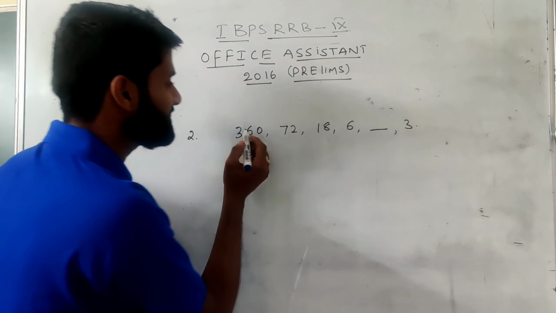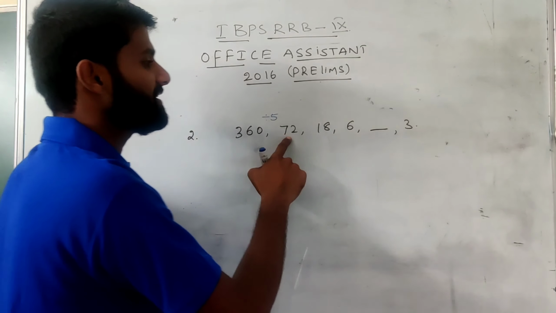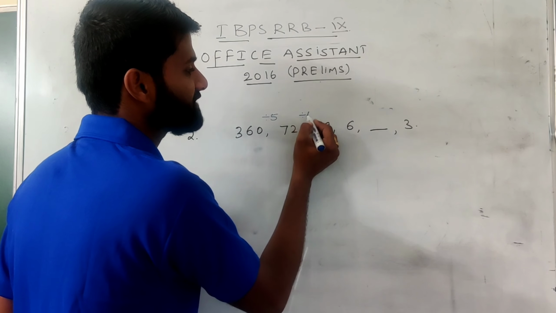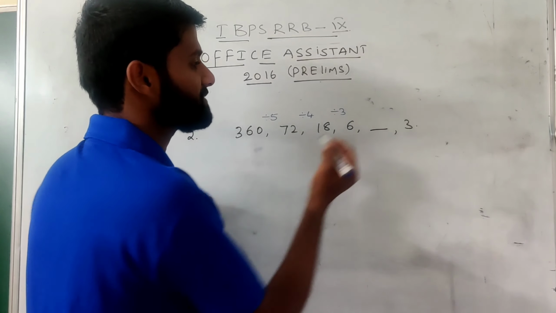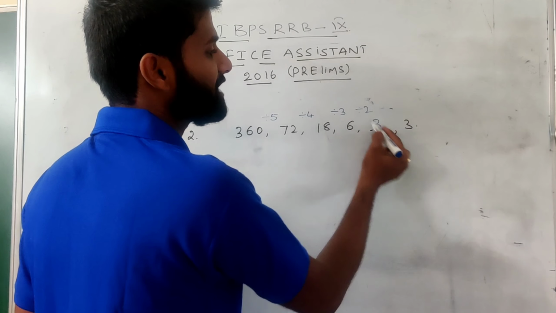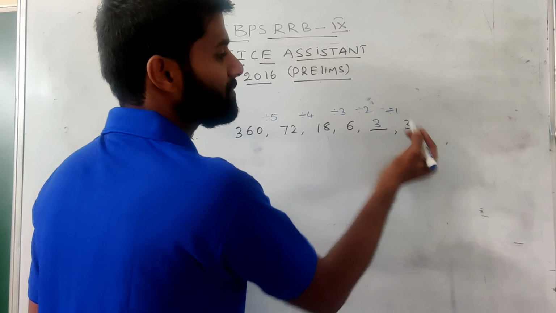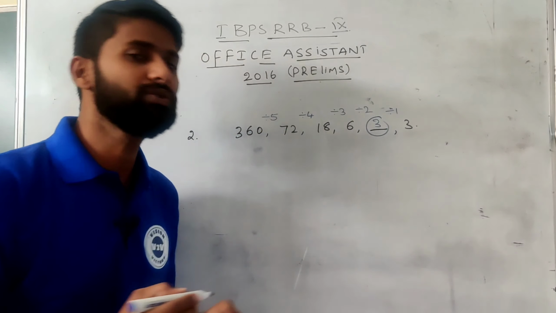Then see, 360 becomes 72, it is exactly divisible by 5. 72 becomes 18, it is divisible by 4. 18 becomes 6, divisible by 3. The next divisor is 2, so 6 divided by 2 gives 3. Again 3 divided by 1 gives 3. So the missing number is 3.